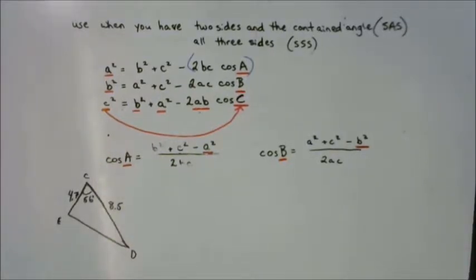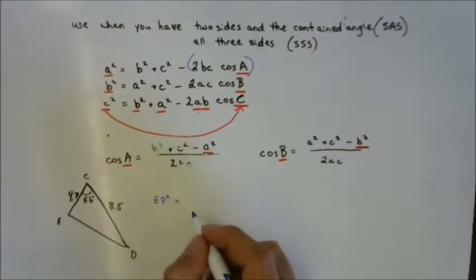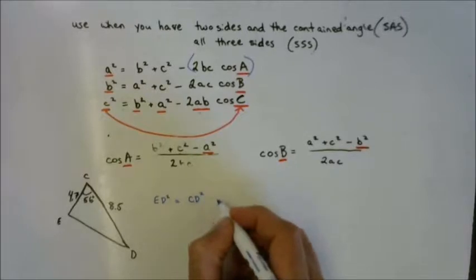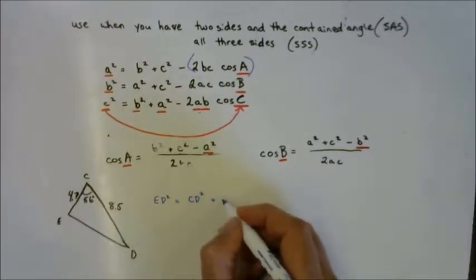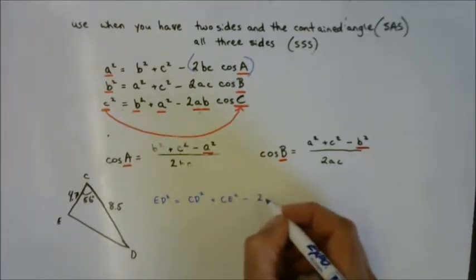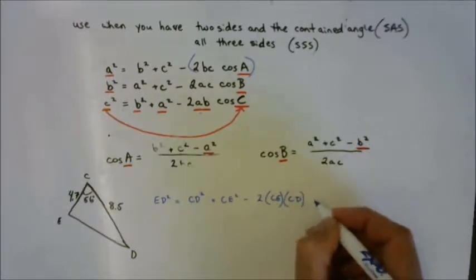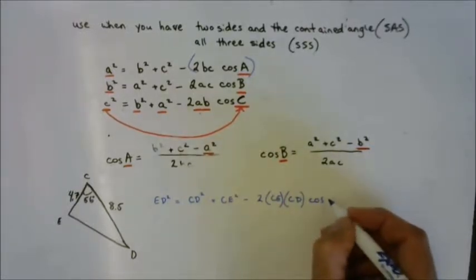So what situation do we have? We have side, angle, side. We have two side lengths and the contained angle. So I can set this up. And what are we looking for? We're looking for the length of ED. So we're looking for this other side. So I can set this up. I can say ED squared is equal to CD squared plus CE squared minus 2 times CE times CD times the cosine of C.